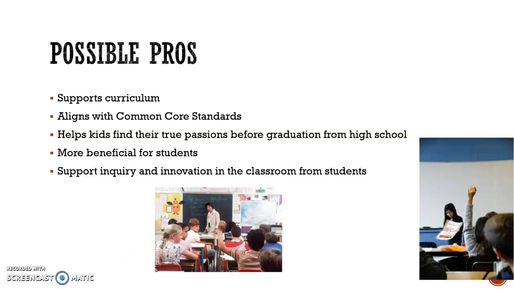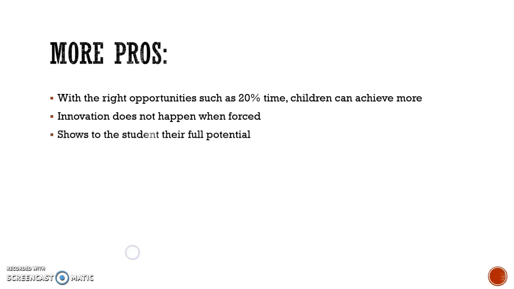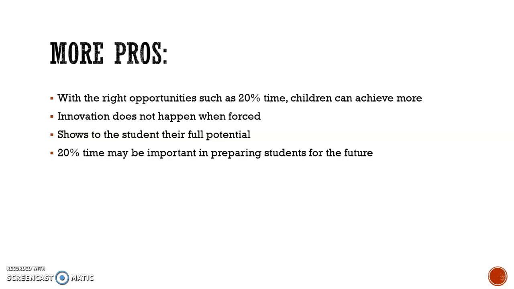Children are able to develop and organize successful projects without the use of 20% time, but researchers think that with the right opportunity, such as this choice-based learning, children will be able to do even more. Innovation does not happen when it's forced on the student. Innovation is something that they had to find on their own. And using this method is also beneficial for the student, helping them to see their full potential. 20% time may be important in preparing students for the future, as we talked about before too, finding the right jobs.